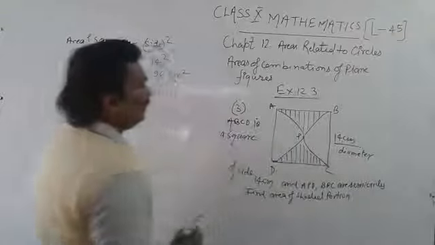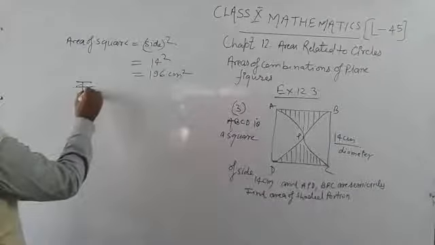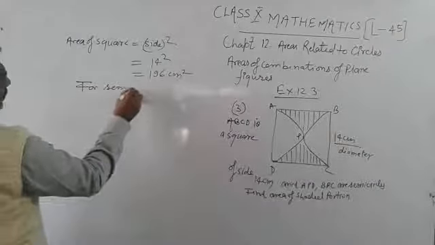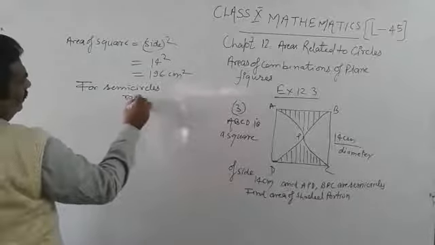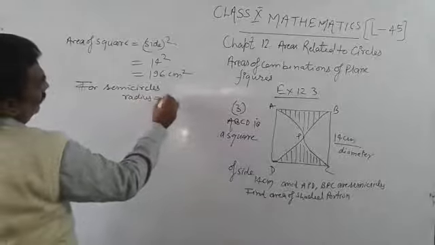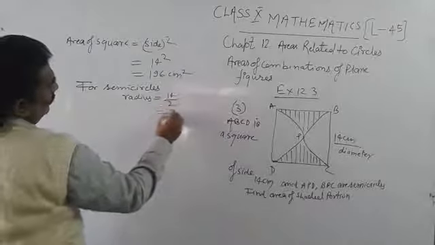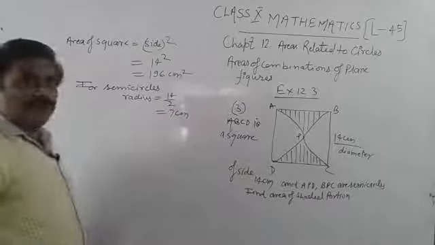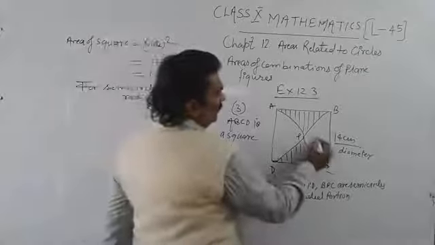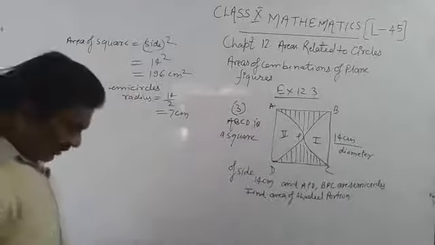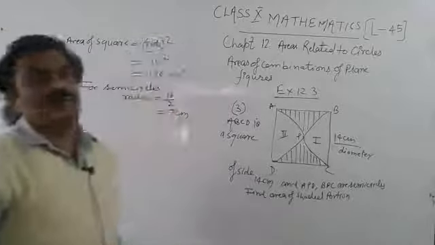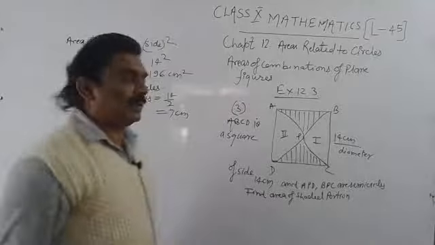Okay, now for the semicircles, the radius is equal to 14/2, that is 7 centimeter. So we have two semicircles, first and second. So two semicircles, if we combine them, then we will have a circle.